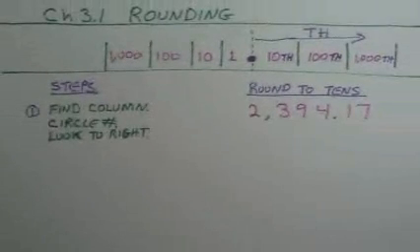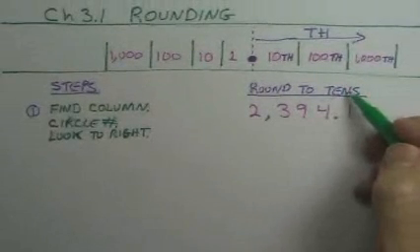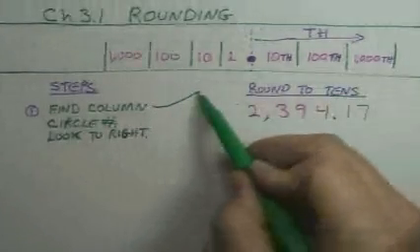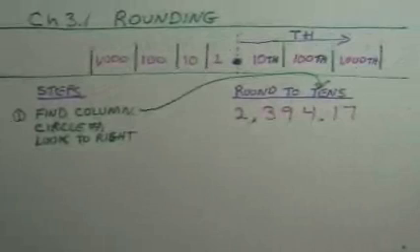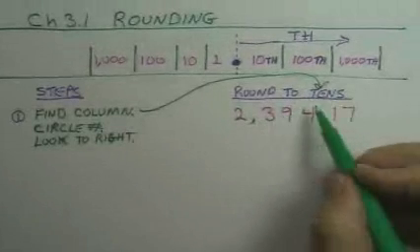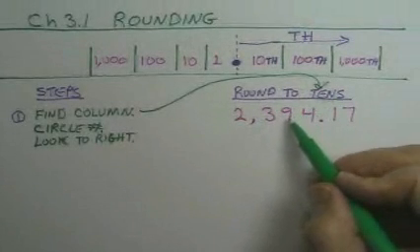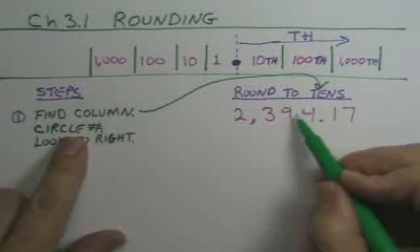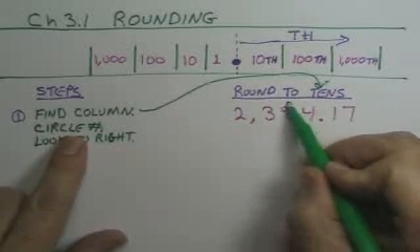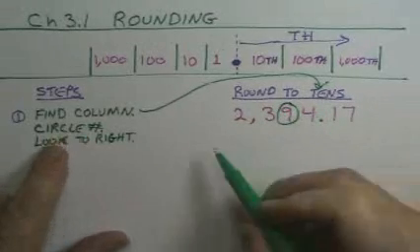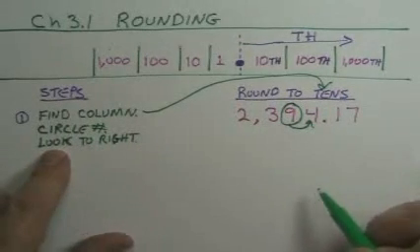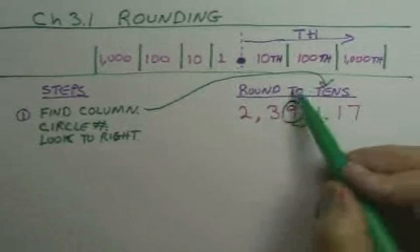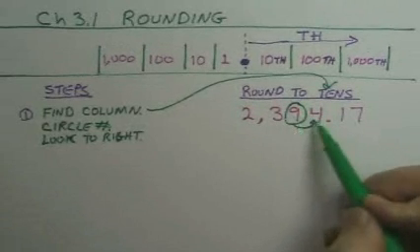So let me do that right now. Find the column. Well, we're working on the tens, right? Because I'm looking for the tens. Find the column. Well, the tens, here's the ones, here's the tens. Circle the number. Okay, that's this one right here. This is the tens. And now look to the right. So I find the column, circle the number, look to the right.